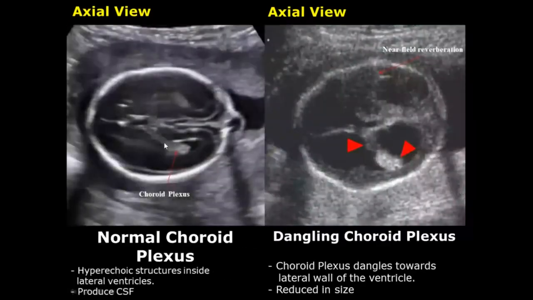The choroid plexus are hyperechoic structures inside the lateral ventricles. They produce cerebrospinal fluid and occupy most of the space inside the lateral ventricles. In severe ventriculomegaly, a condition known as the dangling choroid plexus occurs. In this, the choroid plexus will be reduced in size and it will appear to float inside the lateral ventricle, or dangle.